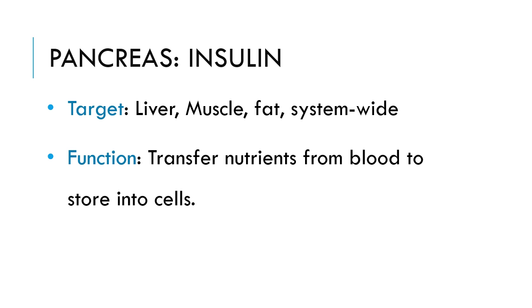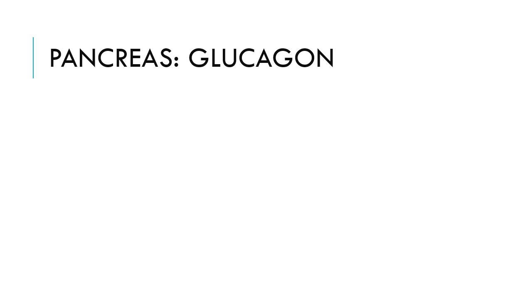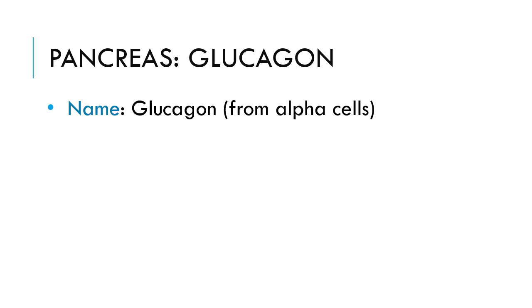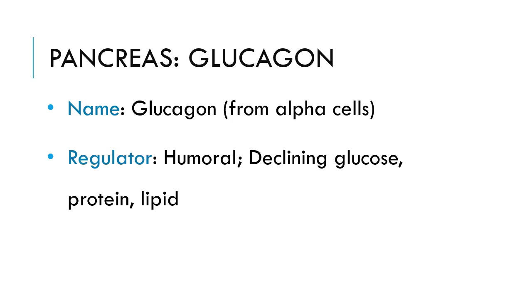We said this hormone is antagonistic to another hormone produced by the pancreas, which is called glucagon. Glucagon is produced by the alpha cells. And how is it controlled? Humorally, in response to decreased levels of what? Nutrients. So sugars, proteins, lipids.